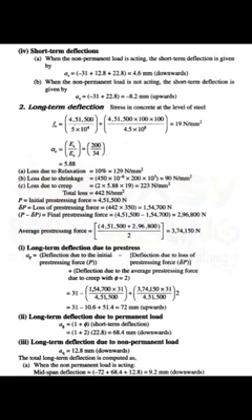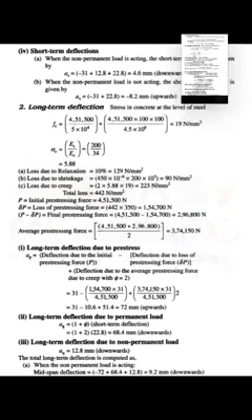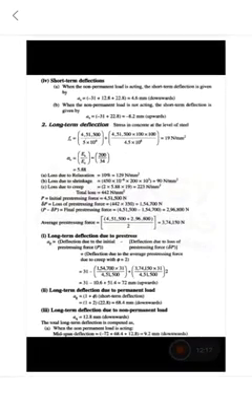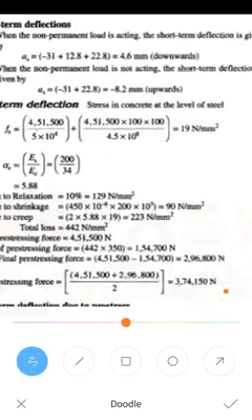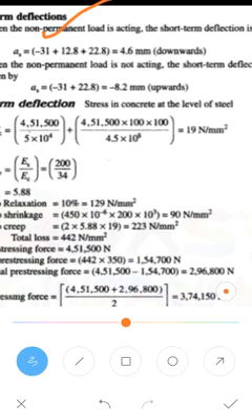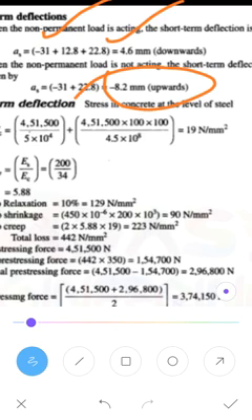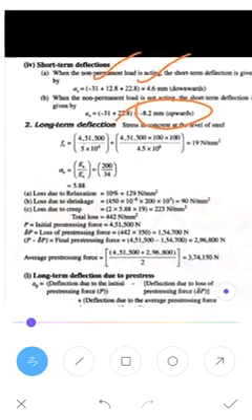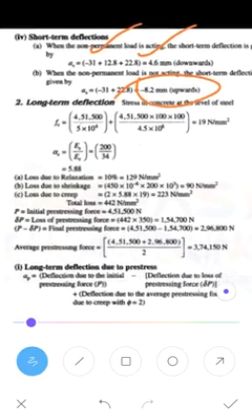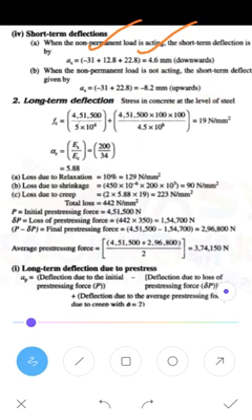Next, in the non-permanent case, you have to take only two deflections. If you see here, you have to take this one and this one. Taking these two, you find out the deflection as 8.2 mm in the upward direction. So next, the long-term deflection.